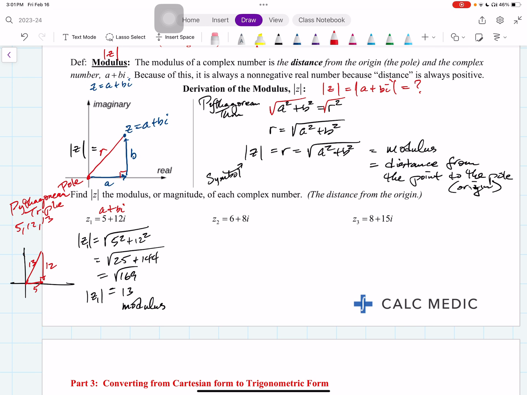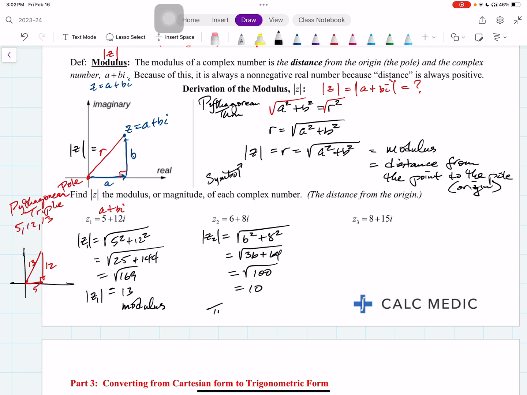All right, how about this one? Pause the video now and go ahead and try it. When you're ready, press play and check your work. All right, let's check your work. So the absolute value of z2 is going to be the square root of 6 squared plus 8 squared. And again, you square a and b, not the i. Remember, only the coefficients, the real and imaginary components. So 6 squared is 36, 8 squared is 64. You add the two, you get the square root of 100, which everybody knows is 10.